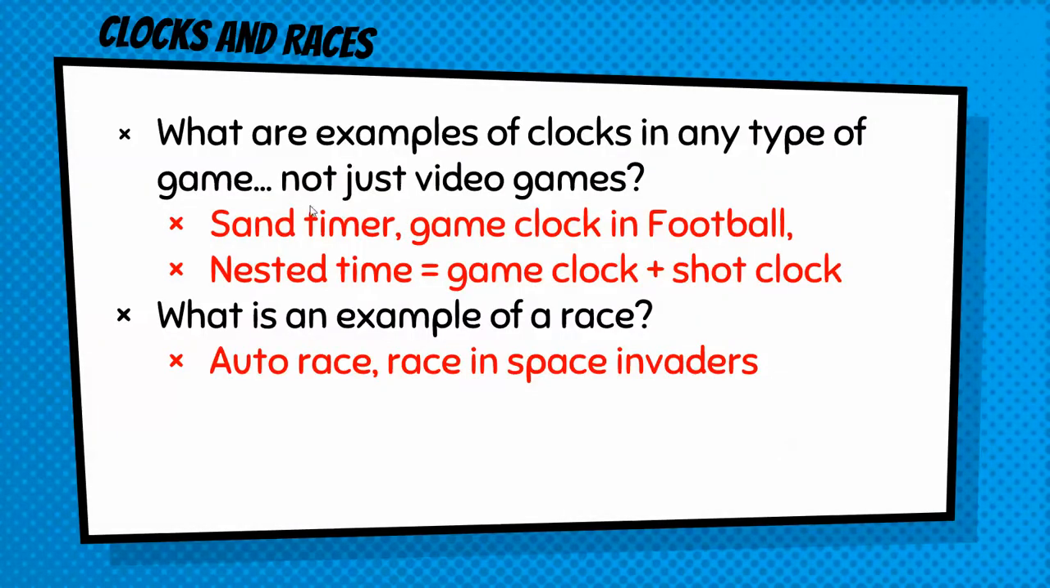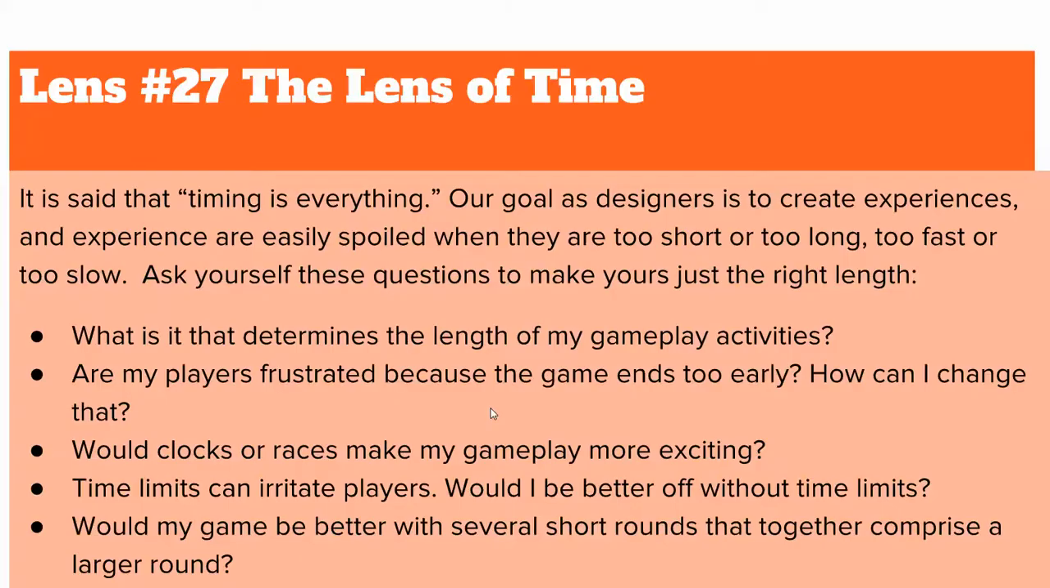Okay, so a sand timer in any of the classic games where you have to get something done before the sand runs out. There's a game clock in football and basketball. You have nested time. So you have the game clock in basketball, and while the game clock's going, you also have the shot clock, where you have to shoot within a particular amount of time or turn the ball over. And an example of a race would be an auto race, or Space Invaders, where you have to race to kill all of the invaders before they touch the bottom. Okay, so it is said that timing is everything.